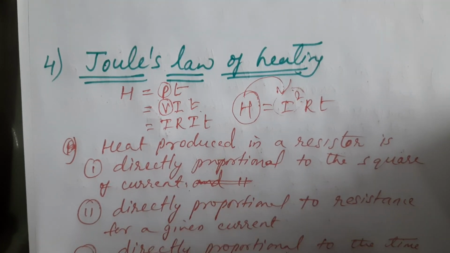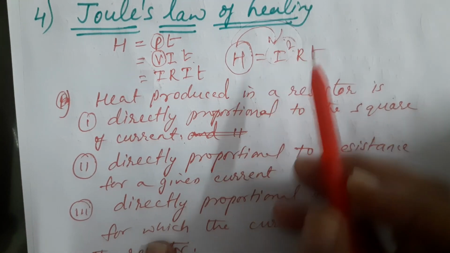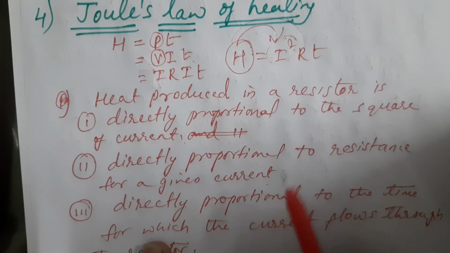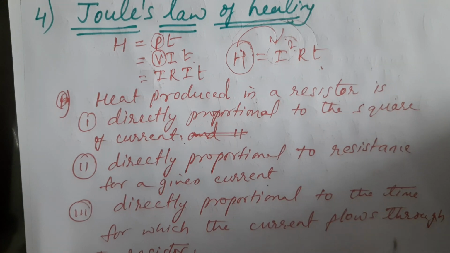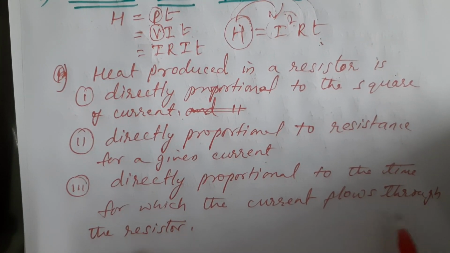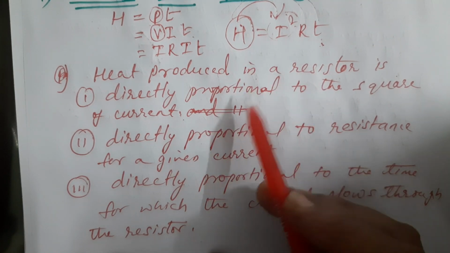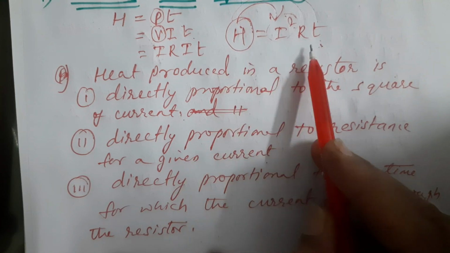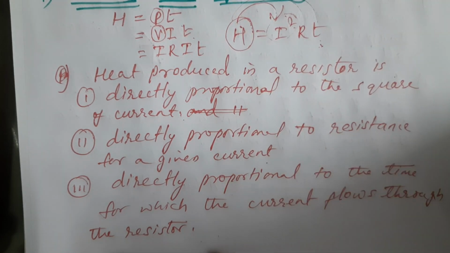That is the first point. Now, we'll further add, heat produced is directly proportional to resistance for a given current. And again, it is directly proportional to time for which the current flows through the resistor. So when we are writing, we need to state the law in three steps. First, heat produced is directly proportional to square of current, is directly proportional to resistance, and is directly proportional to time. So this is Joule's law.